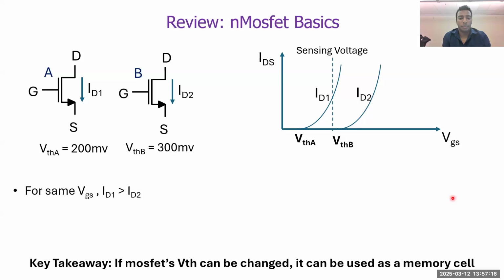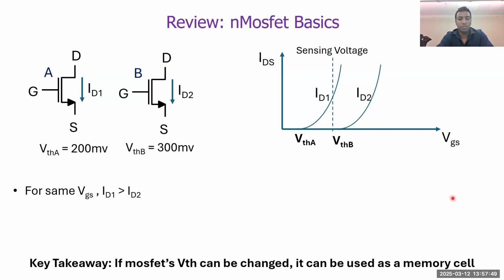So let's review MOSFET basics first. I have shown here two identical MOSFETs, except their threshold voltage is different. Threshold voltage of A is less than threshold voltage of B. So for the same gate to source voltage, the current through MOSFET A will be higher than the current through MOSFET B. Therefore, by sensing the current through the MOSFET, we can figure out their threshold voltage. And that is the basis of the flash memory.